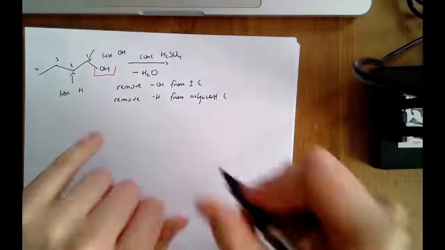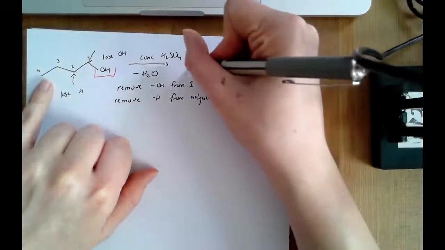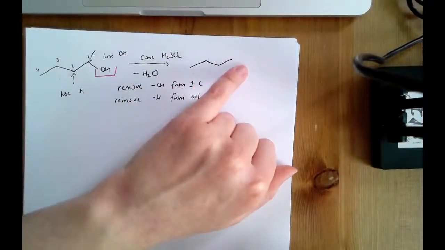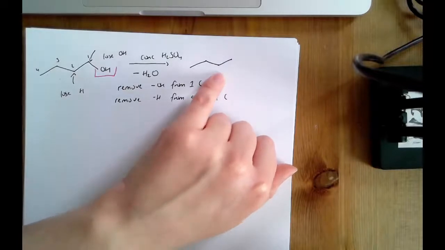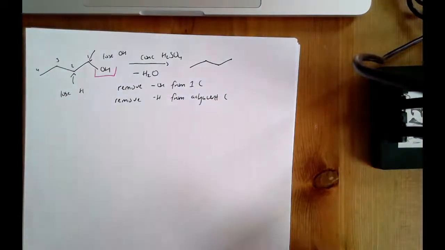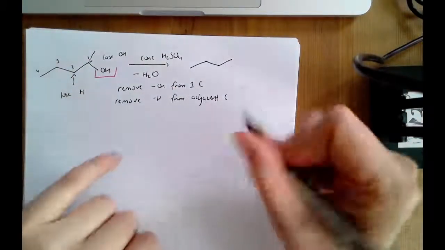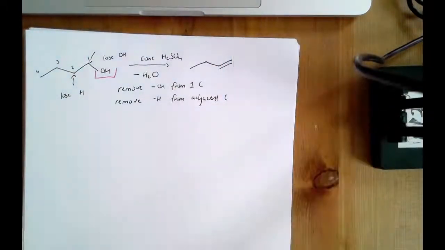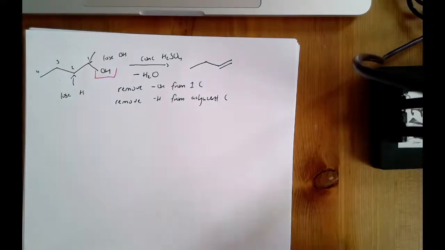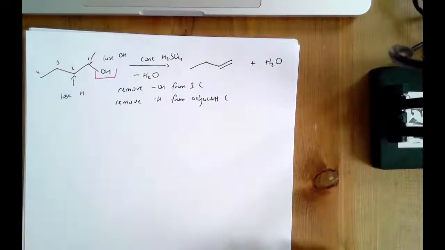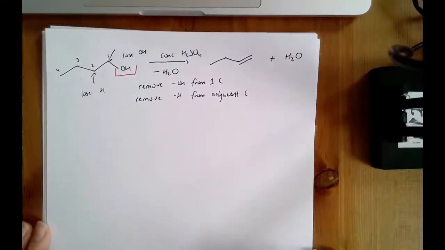So when I draw that out again, I'm still going to have 4 carbons. 1, 2, 3, there's 4 carbons. I no longer have an OH on carbon 1. I no longer have a hydrogen on carbon 2. That means carbon 1 and carbon 2 are both 1 bond short. So what I'm going to do is put a double bond between carbon 1 and carbon 2. And then my other product is the H2O that I've just removed.